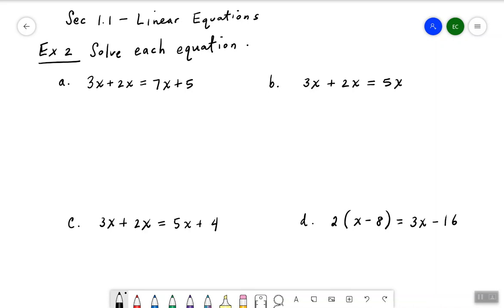Let's continue on in section 1.1. Let's solve a few more equations. If you like, you might try copying down the equations and seeing if you can solve them for yourself right now.